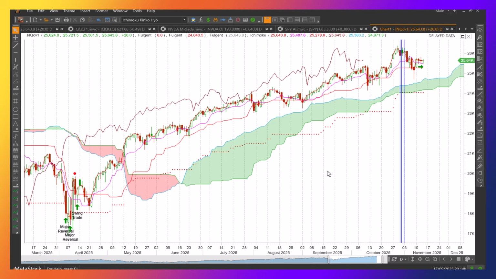Good morning, traders. Richard here doing a quick Ichimoku cloud chart market review of the NASDAQ 100 E-minis futures contract. This is the NQCV1 on the MetaStock and Icon platform.